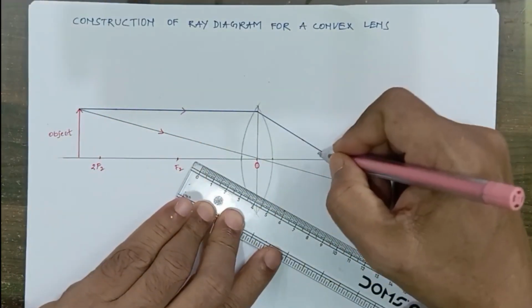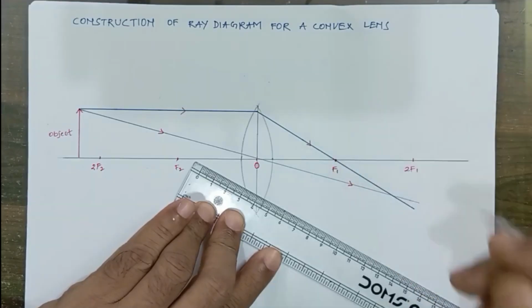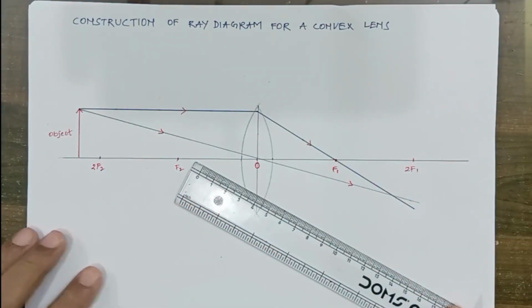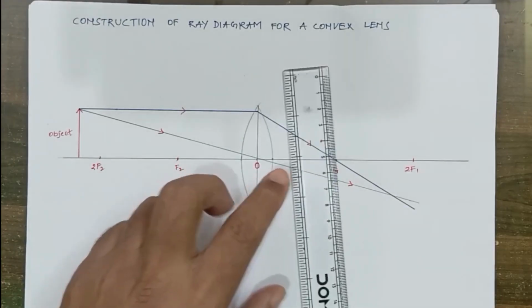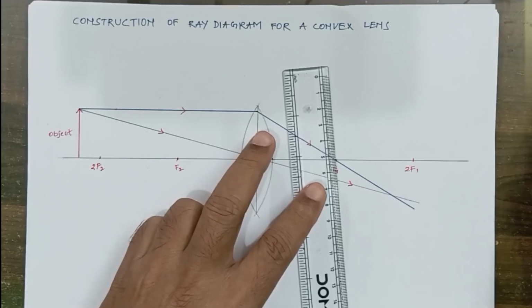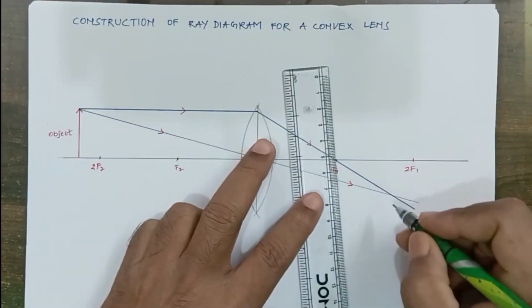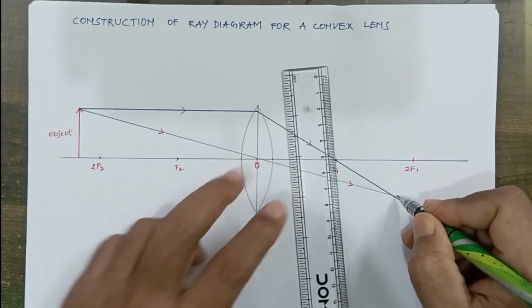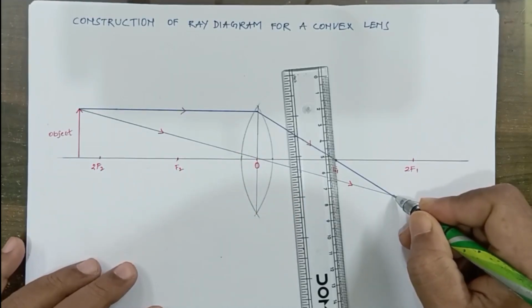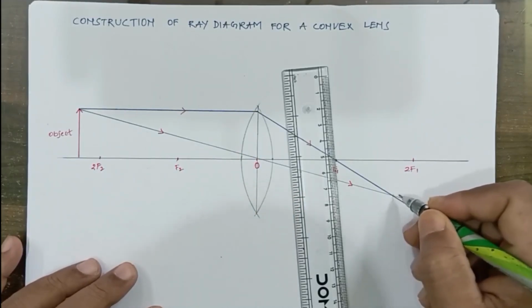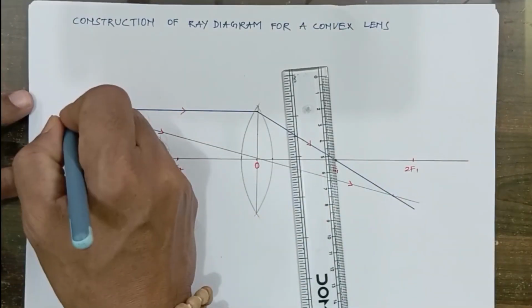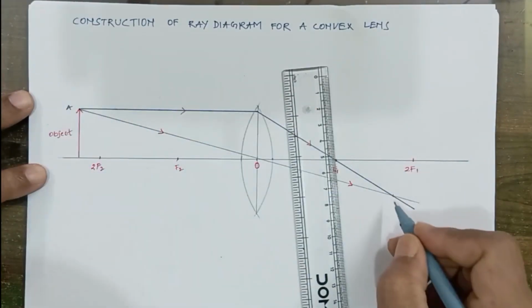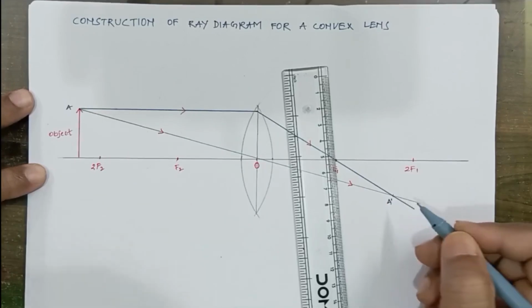Let me mark the direction of the refracted ray. Okay, so you see, with just two principal rays, we have identified the image point of the source point. So if I name the source point here as A, the image point would be A dash.